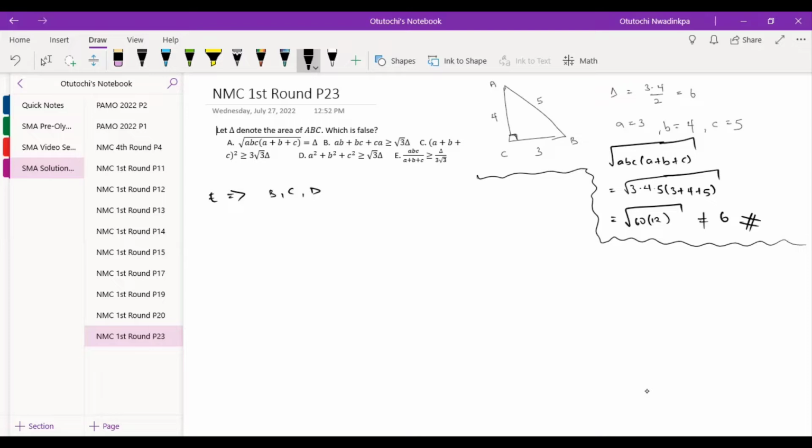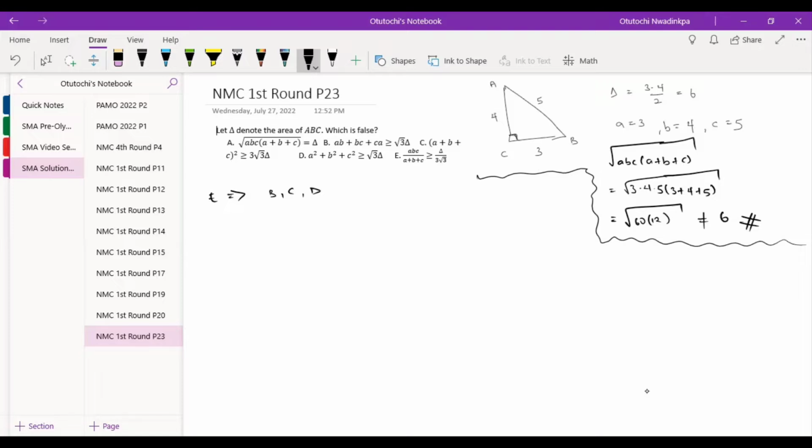Basically, if I can show that ABC over A plus B plus C is greater than or equal to delta over 3 root 3, then the rest of them are true as well. That's options B, C, and D.